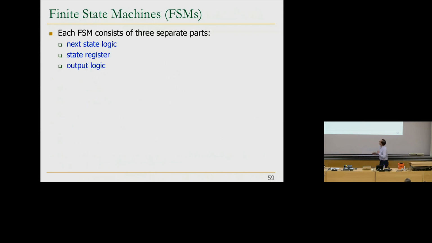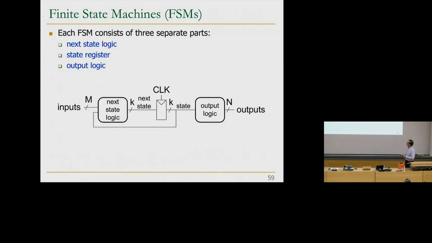Okay, so basically, an FSM consists of 3 separate parts: the next state logic, how do you determine the next state, the state register, and the output logic. And we've seen almost all the elements right now. So this is our state register. Basically, this is what stores our current state. Are we in this state where the light is green? Are we in this state where the light is yellow? Are we in the state where we are unlocked and the user has input X, Y, Z?